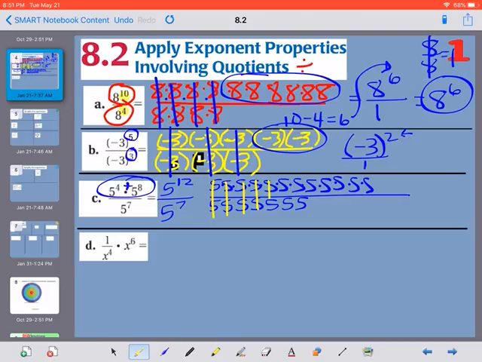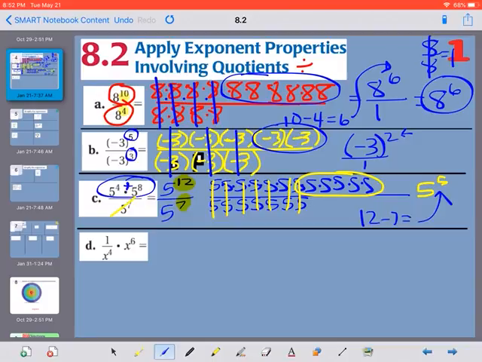7 of them will eliminate. We know these ones are going to go away because there's at least 7 on the top. So how many are left over? There are 5 5s. Same with our exponents. 12 and 7. 12 minus 7 is 5.